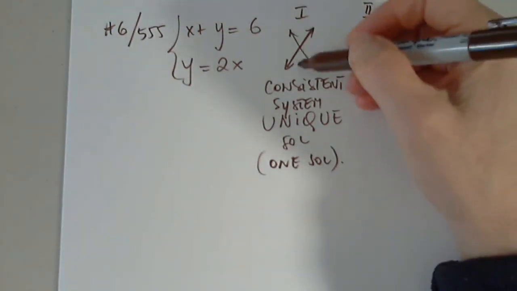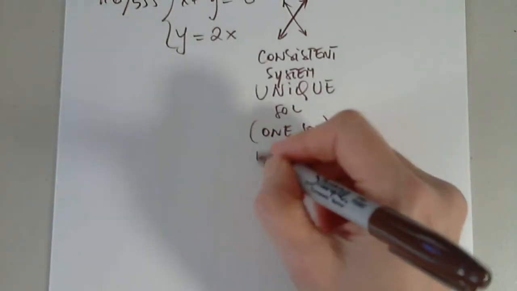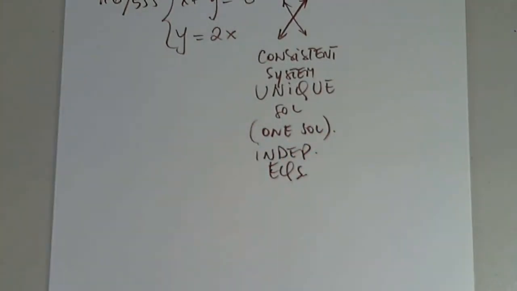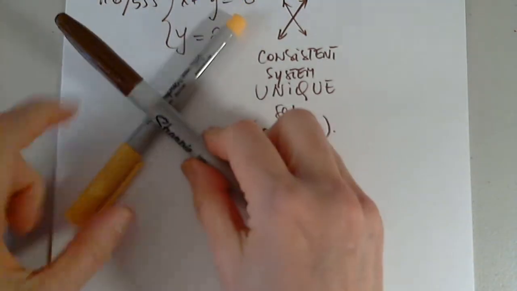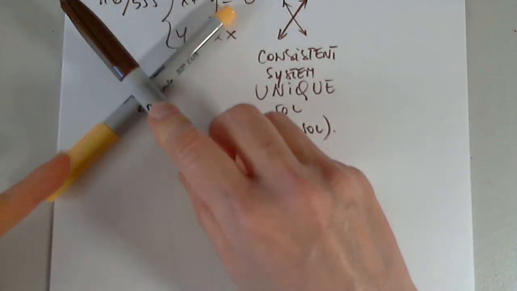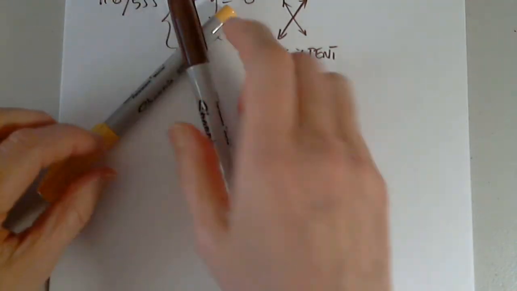The equations are also called independent. They don't depend on one another. They don't have anything in common except this point. This point where they intersect verifies this equation, and it verifies this equation as well.